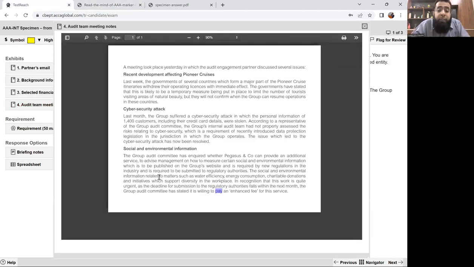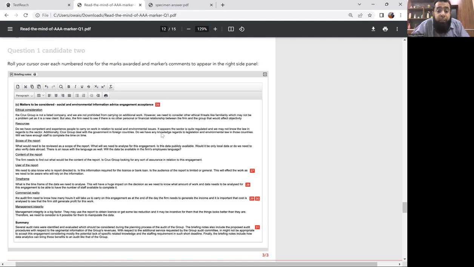It was simply written that the social and environmental report is required to be published on the group website, and this is required by new regulation in the industry and is required to be submitted to the regulatory authority. So it was never written that it is some requirement relating to other countries, like foreign countries. So again, the answer was misguided and it was very much general.